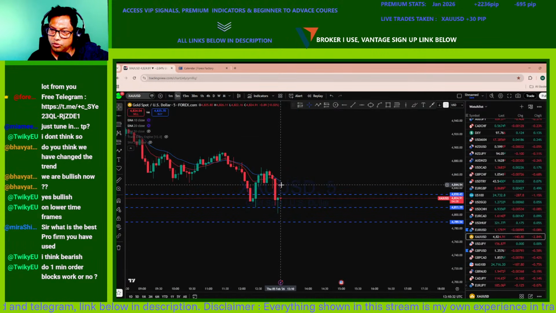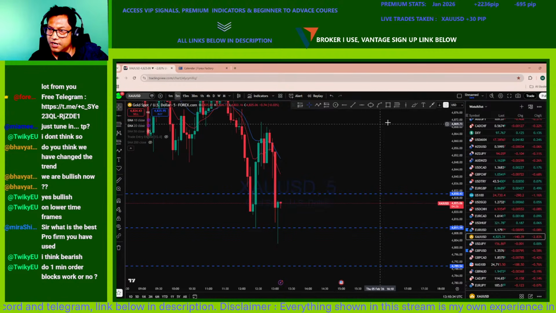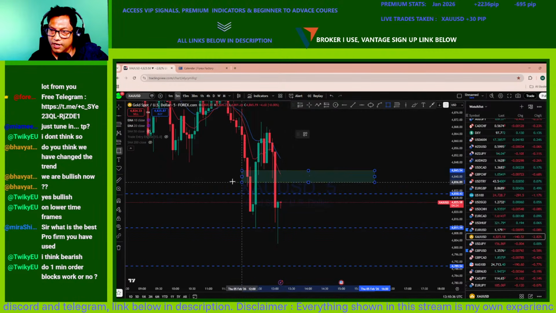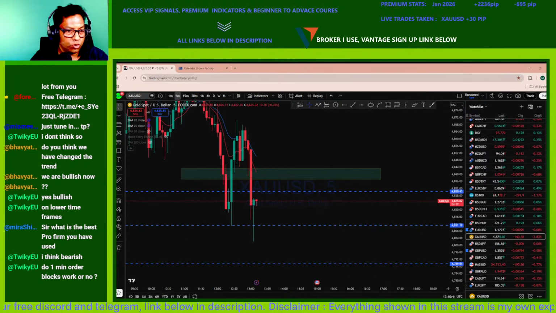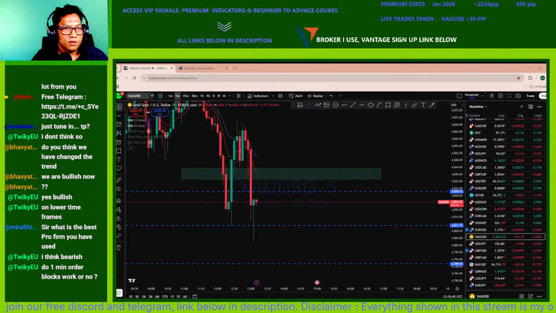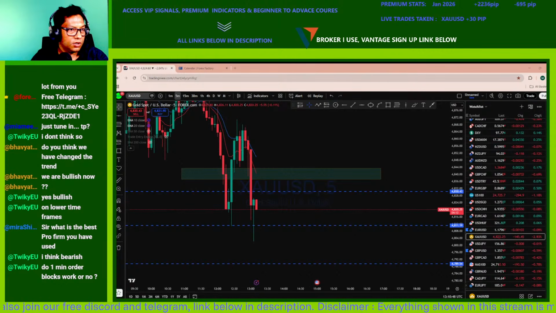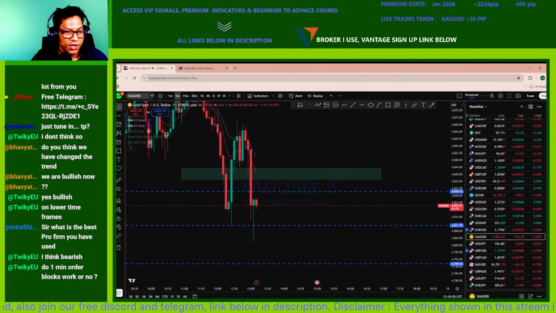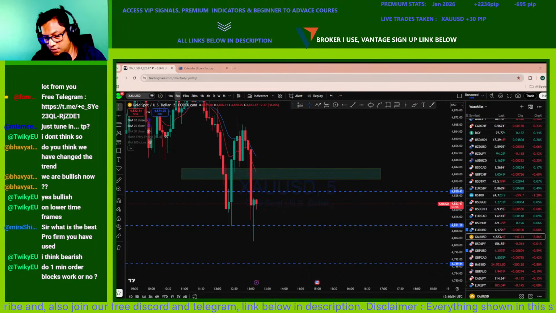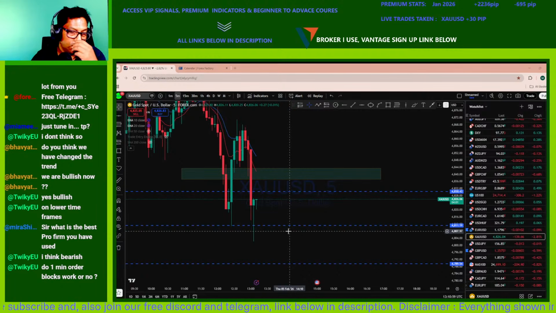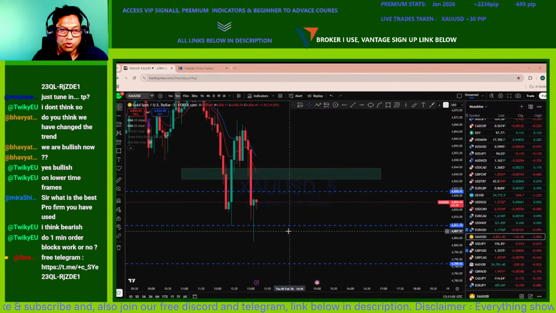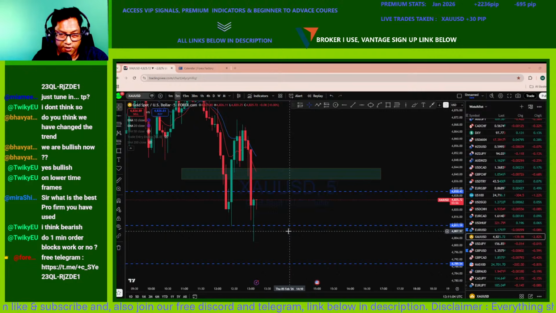It might try to retest the neckline of this head and shoulders, and that is where you might see the market come down again. The key here is to remain patient. That's where the best trade setup comes into play. We had our previous trade on British Pound US Dollar, and this is a gold trade also. You need 2 to 3 trades in a day, and that should be enough.